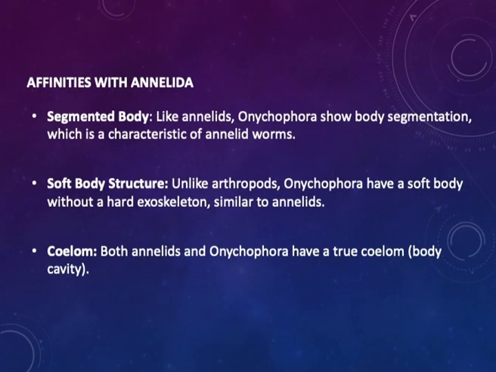Then coming to affinities with Annelida. So, what are the characteristics which are similar to the Annelida? Here also segmented body. Annelids are also having the segmented body. Onychophora is also having the segmented body. They show body segmentation which is characteristic of annelid worms, and soft body structure. Unlike arthropods, Onychophorans have a soft body without a hard exoskeleton, similar to annelids.